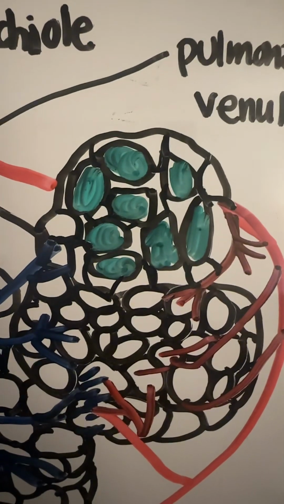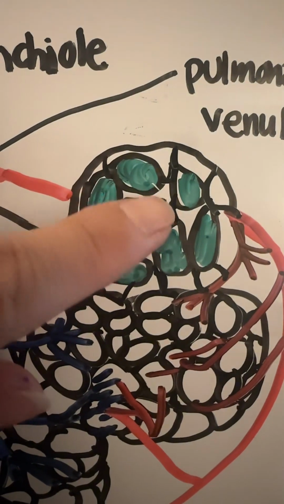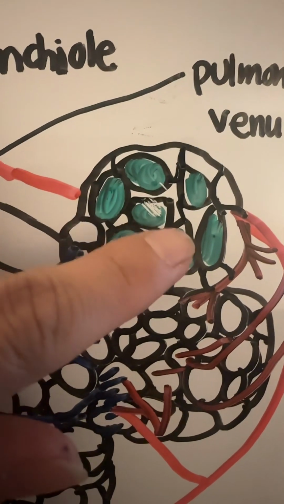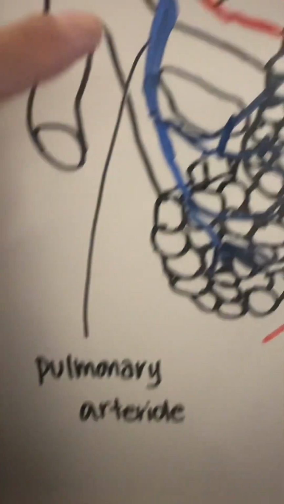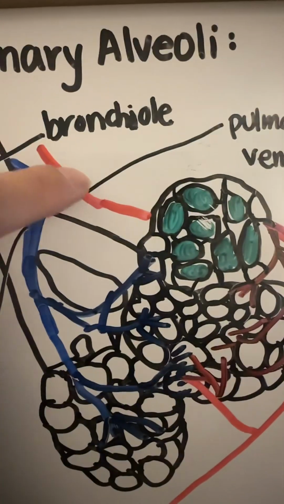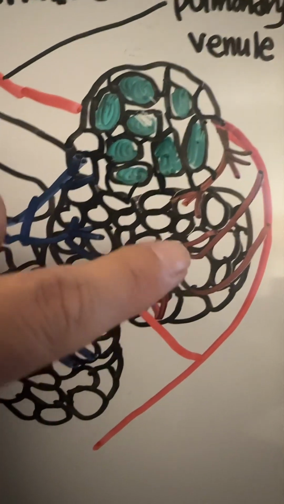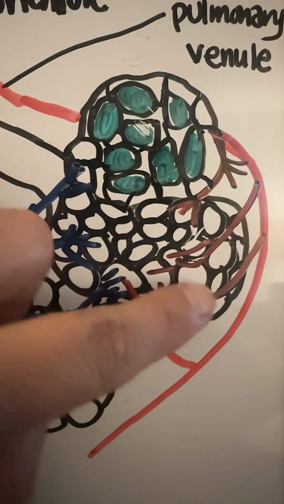Here's a closer look at the alveoli. I have them in green. The sacs are in green, sorry. And then I have the pulmonary arteriole and the pulmonary venule in red. The capillary networks are here. They surround each alveoli.